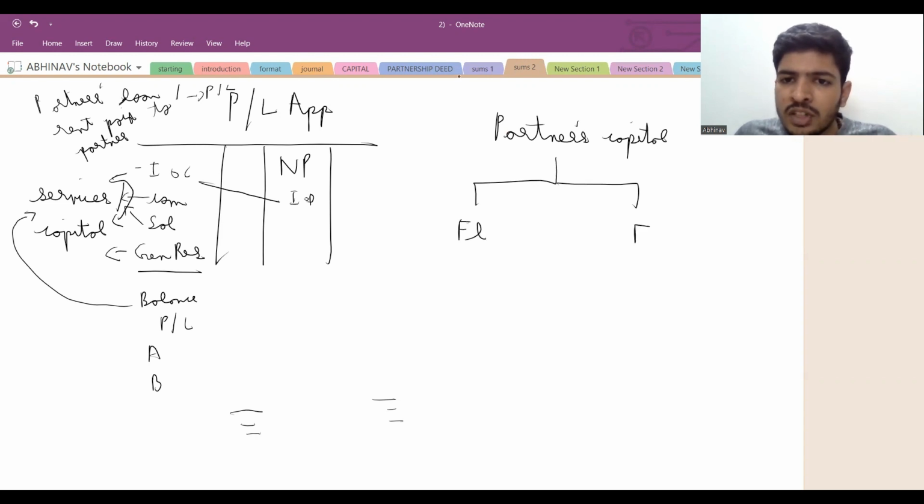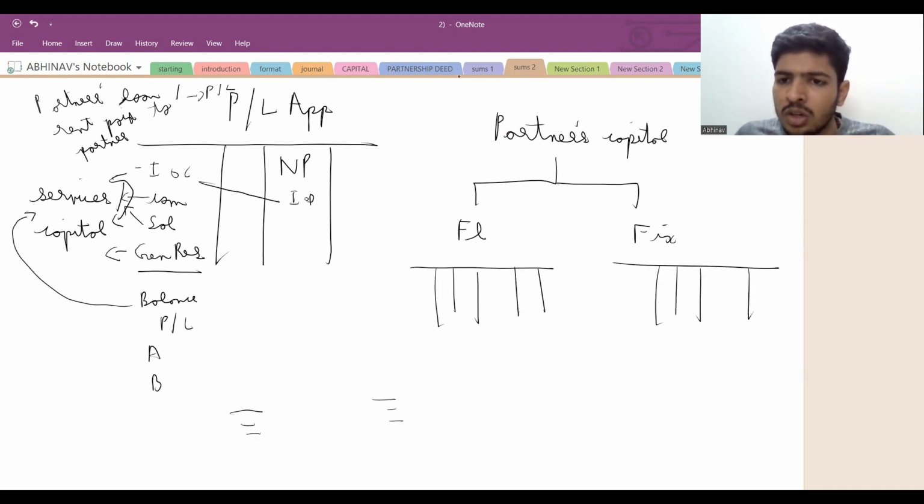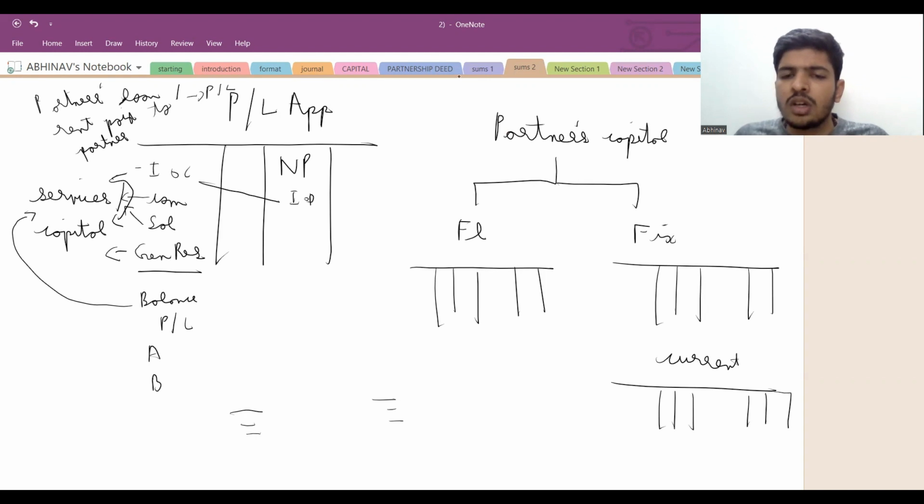Fluctuating and fixed. Under fluctuating, only one partner's capital account is created. And under fixed, there is one partner's capital account and one partner's current account. Both will have separate opening and closing balances, as it is just a distribution of the main capital account. And every single point related to partners will come here in the fluctuating method. Under the fixed method, only the opening and closing balance will come, and all other points will come in the current account.